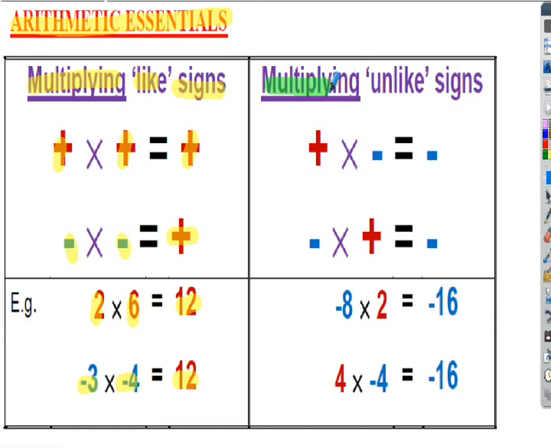If we're multiplying unlike signs together, so a positive multiplied by a negative, that produces a negative, just as a negative multiplied by a positive produces a negative. So for example, negative 8 multiplied by positive 2 is equal to negative 16, and positive 4 multiplied by negative 4 is also negative 16.